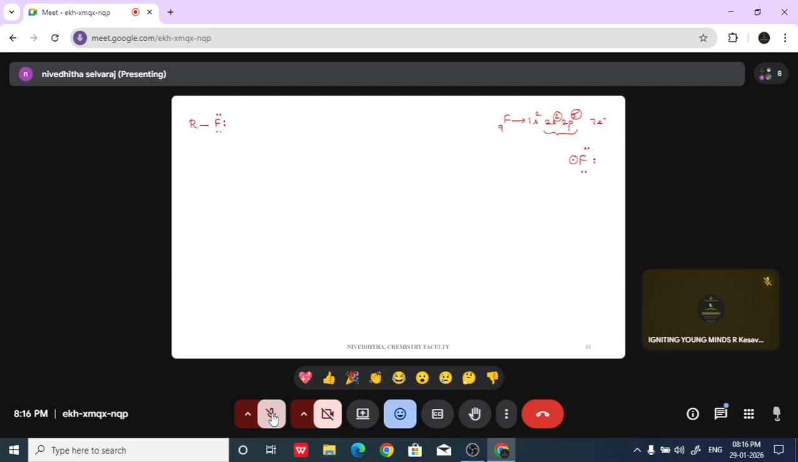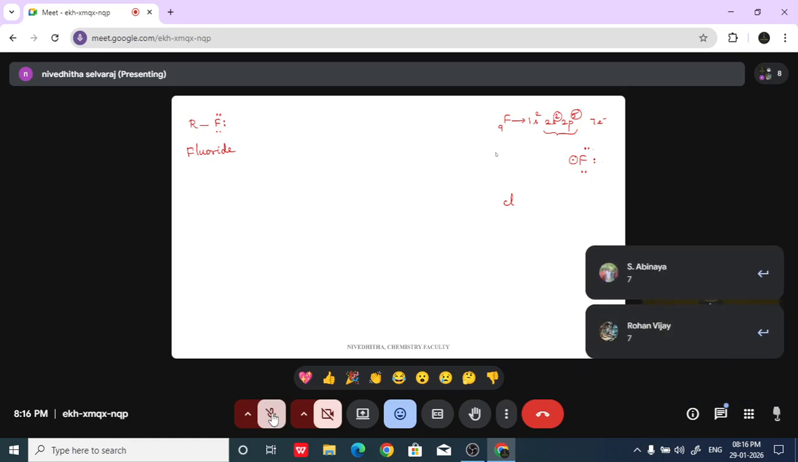Now I want you guys to tell me the number of lone pairs and bond pairs for chlorine. How many valence electrons does this chlorine atom have? Yes, it is 7. Very good.